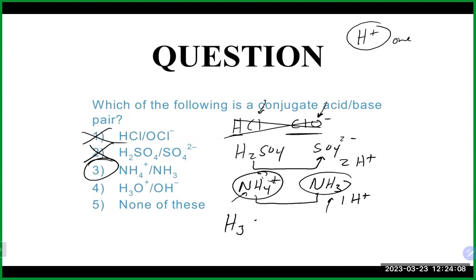We got H3O plus and OH minus. Are those pairs? Those are not pairs. Again, the difference here is actually a couple of H pluses as well. So they are not pairs. And obviously none of the above would be incorrect, since 3 looks like a winner in this case.